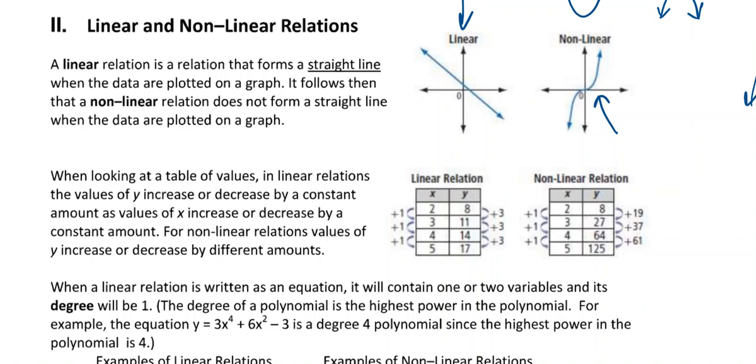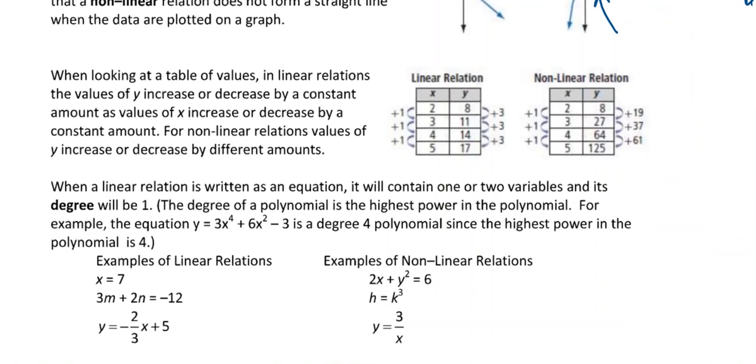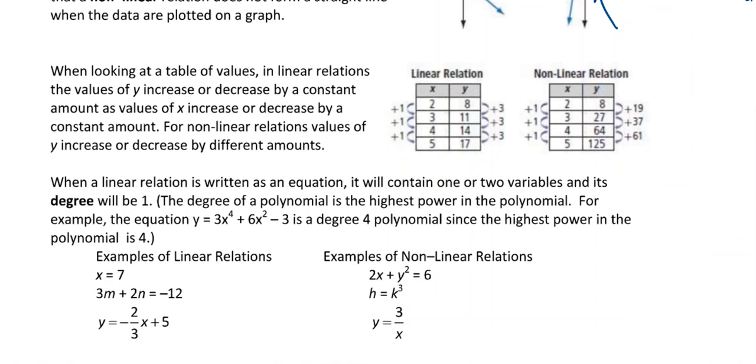A linear relation comes from the word line, so that should be a straight line on your graph. We should also see that if you have a table of data, our x's go up by the same amount and the y's go up by the same amount. This turns into rise over run, which I know you're doing in Science 10 right now, where the rise would be the same for any part and the run would be the same for any part. So that's the reason for that.